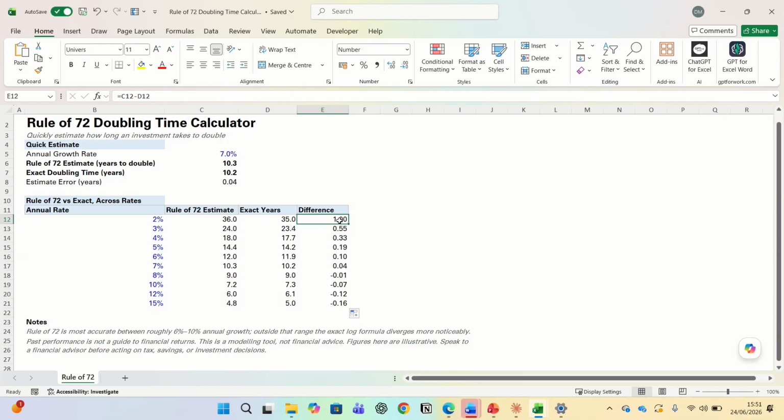Overall, however, I would classify this as a useful mental model for understanding compounding. It teaches that time matters more than return chasing, and that wealth grows slowly and then suddenly.